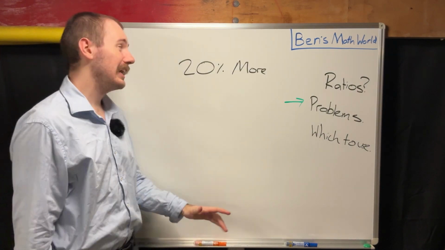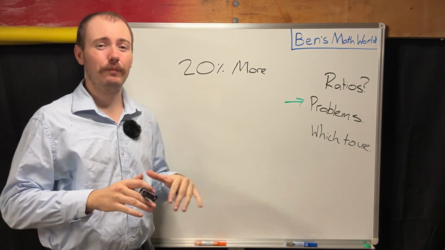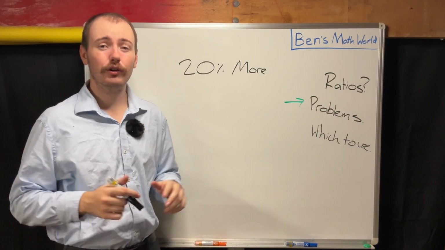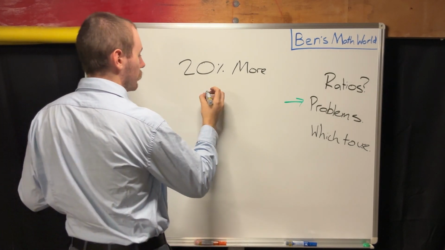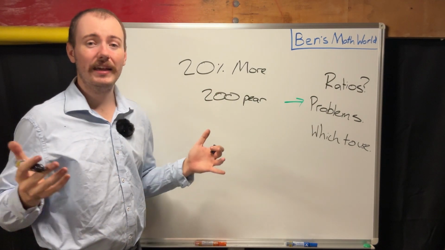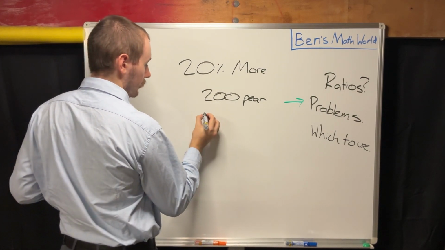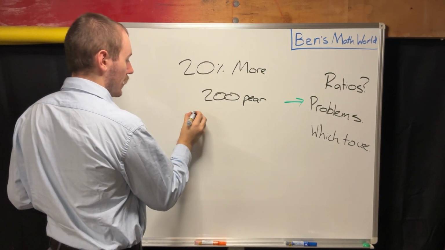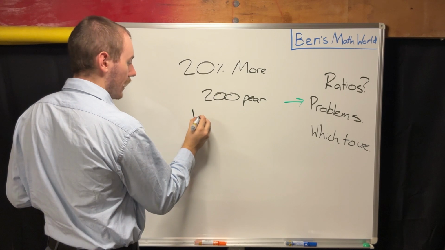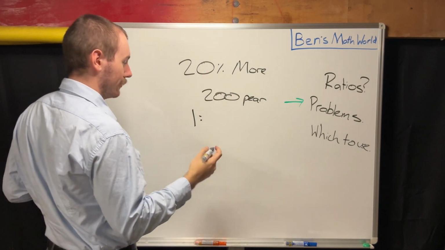For this next question, let's say that the local council wants 20% more apple trees than we have pear trees. And we also know that we have 200 pear trees. So now, how are we going to find out how many apple trees they want? So what we can do is we can actually turn this into a ratio. Say we have 1 pear tree, and remember we have 20% more apple trees. That's what the council wants.